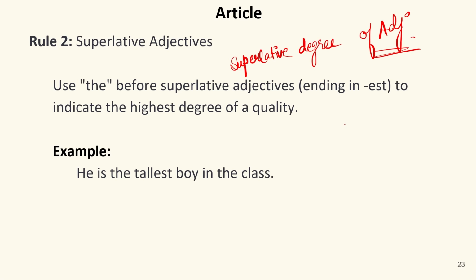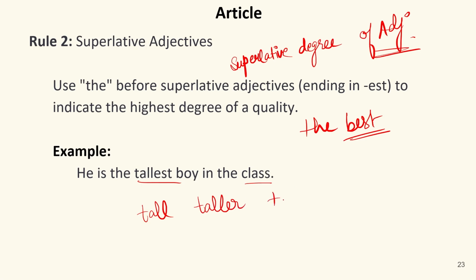For example, if I say best, so best is the superlative degree. So we always use the before it. He is the tallest boy in the class. Now, tallest is the superlative degree of tall. Tall is positive degree, taller is comparative, and tallest is superlative degree. So before superlative degree, we always use definite article the.